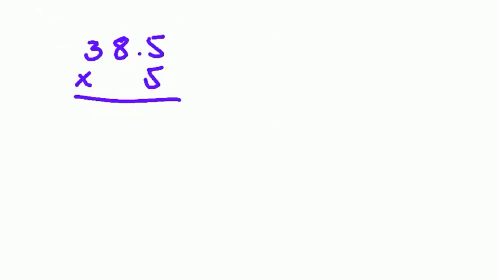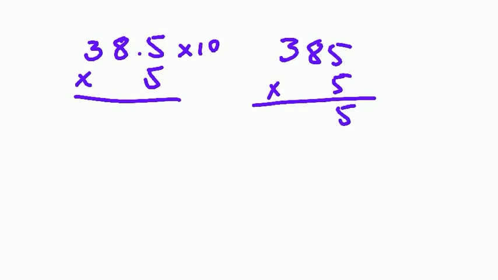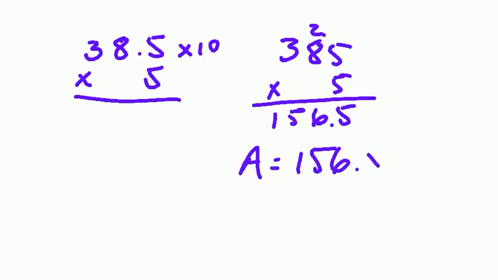So I decided to rewrite this. So I have 38 and 5/10 times 5. I am going to multiply the 5/10 by 10, which makes 385 times 5. 5 times 5 is 25. 8 times 5 is 40 plus the 2 tens, which is 6 tens. Then 300 times 5 is 1500, and again I have to divide by 10. So that would be the area of the regular polygon, which is 156 and 5/10 squared inches.